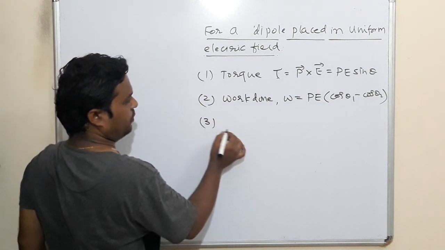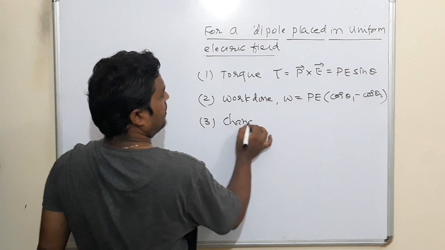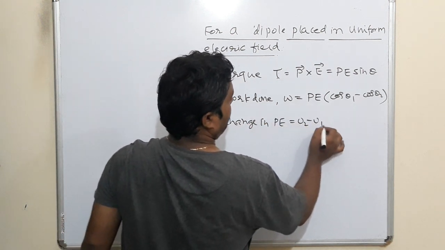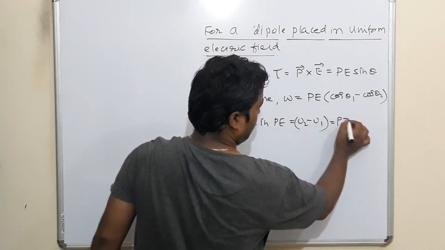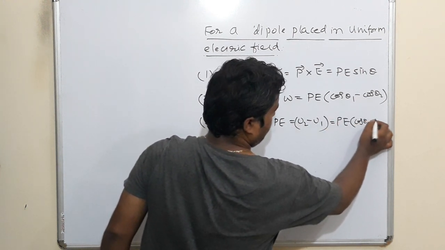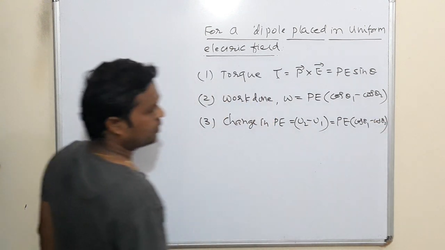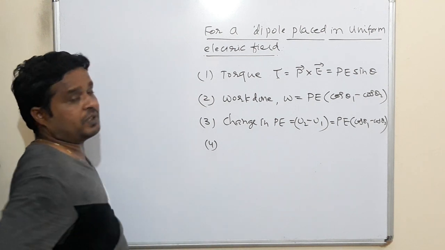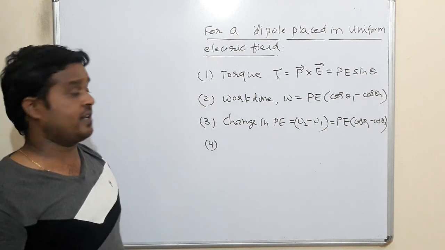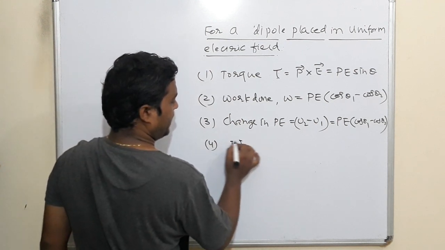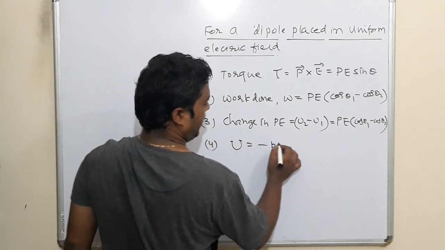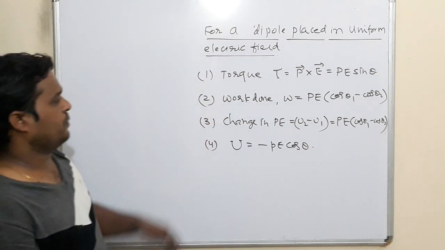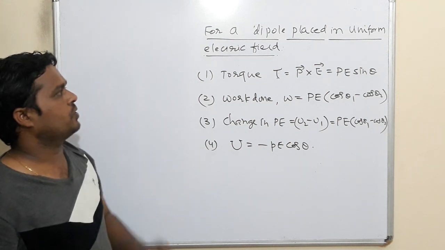Then the third formula is the change in potential energy. The change in potential energy U2 minus U1 is nothing but the work done, which is also PE into cos theta 1 minus cos theta 2. Then the potential energy at a position theta, taking theta equal to 90 degrees as the zero potential energy position, is given by minus PE cos theta. These are the four formulae you have to remember to solve problems.